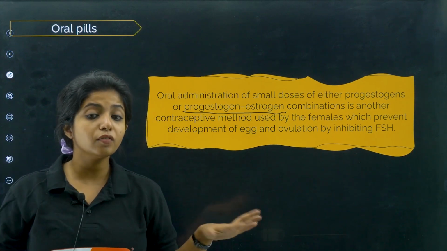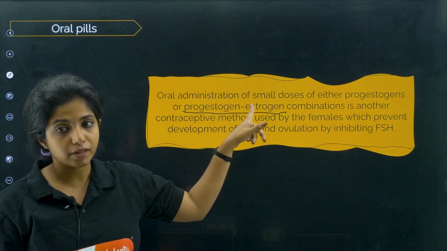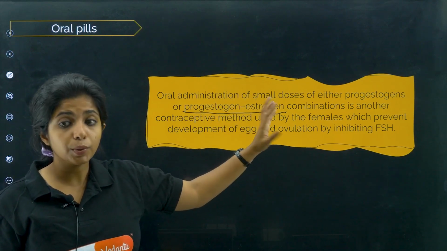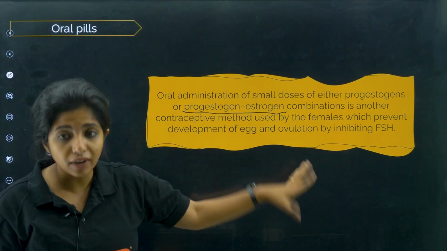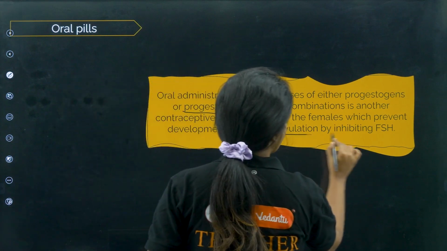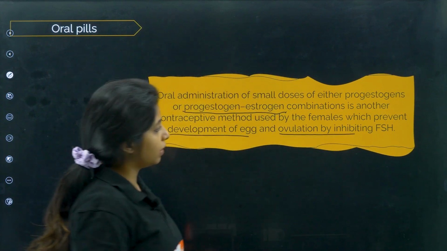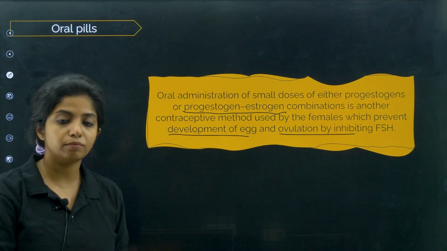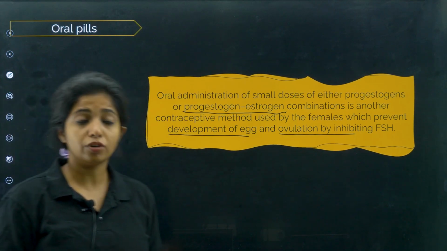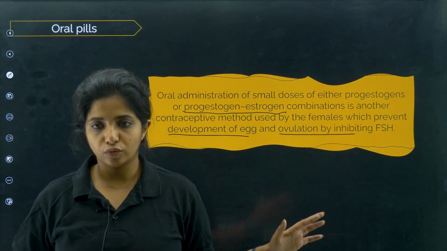The normal level of hormones are being disturbed with the help of oral pills. So whatever functions they were usually doing, they are not going to do now. They are going to prevent what? Ovulation. They would not allow ovulation. They would not allow the development of egg. They would make the uterus unsuitable, and a lot of things happen over here.